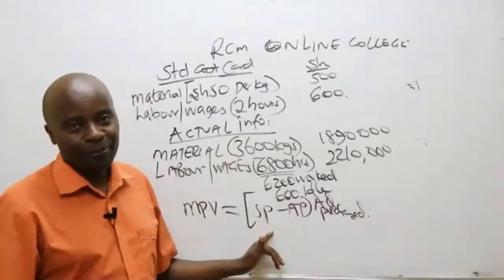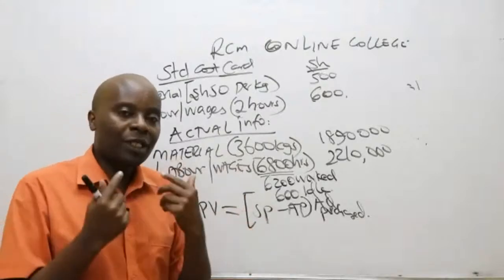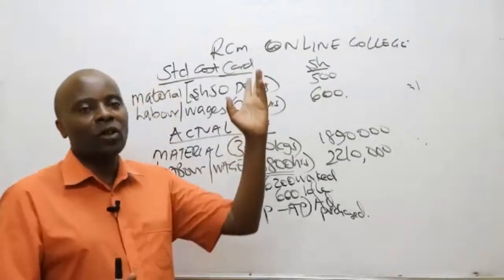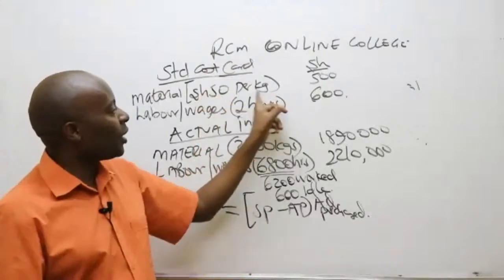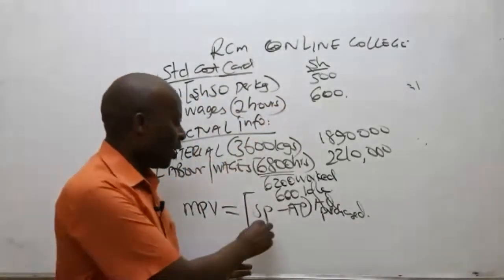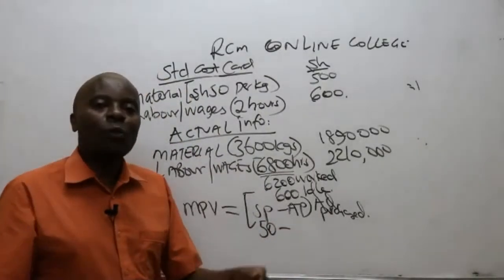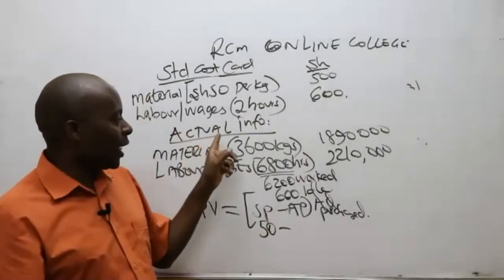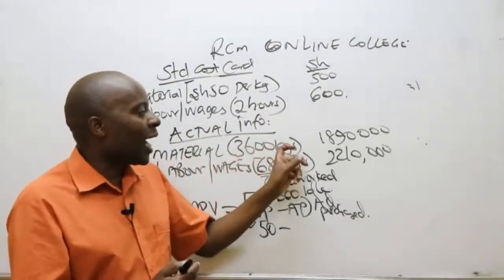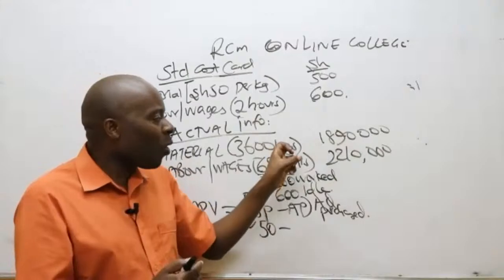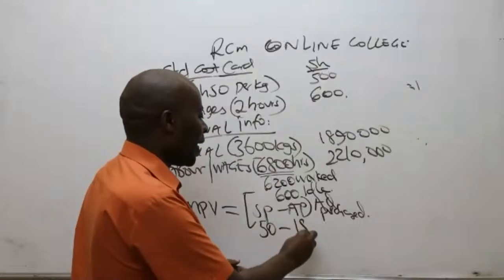So this is standard price per kilogram. Meaning that for us to be able to get the standard price per kilogram, simply we shall drift our eyes towards the standard cost card. This is the standard cost card. And I can see the standard price given here for each kilogram is 50. So here we have 50 minus the actual price. For the actual price, I'll have to throw my eyes to the actual information, where I can see that we procured 3,600 kilograms, and all the kilograms cost 1,890,000.